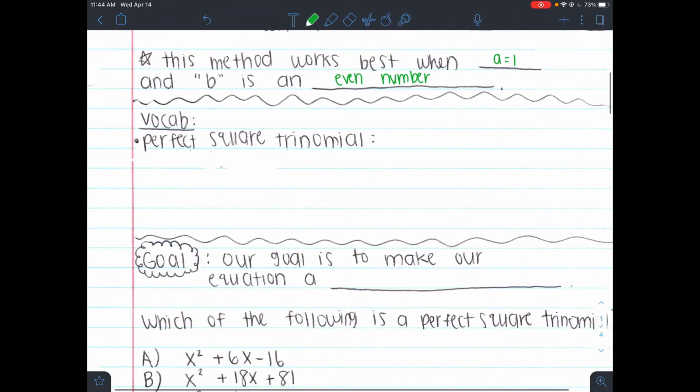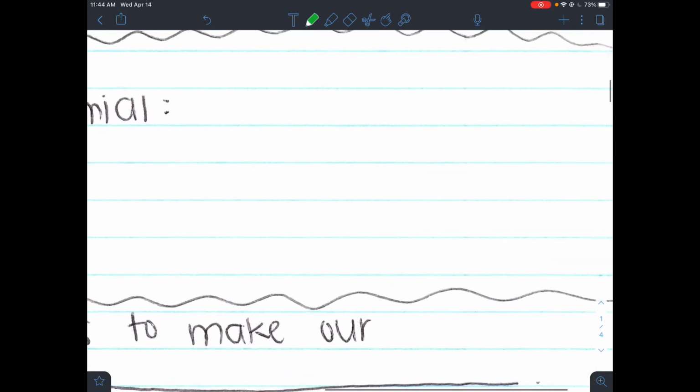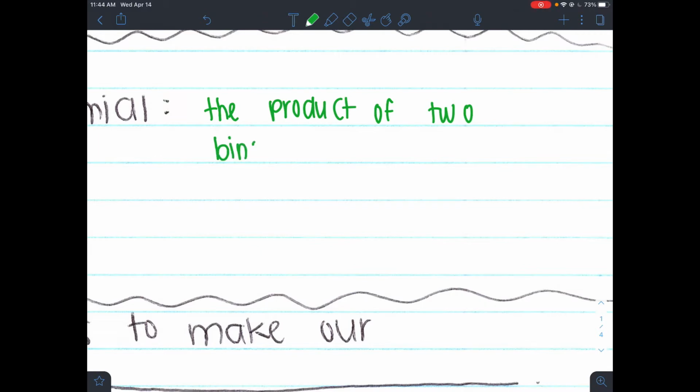All right, now I'm going to go over some vocabulary just to show you what we're doing today, but I'm not going to go that far into depth with it, and if you're really curious, you can come talk about it. But a perfect square trinomial is the product of 2 binomials that are the same.